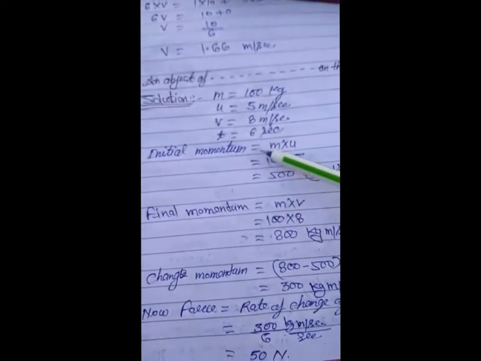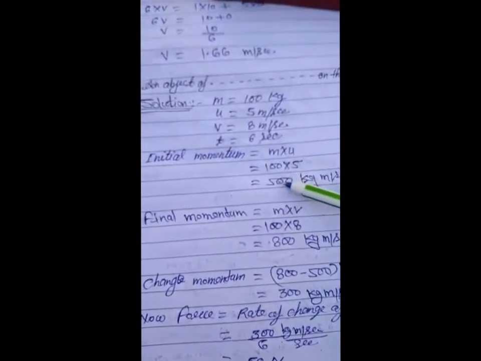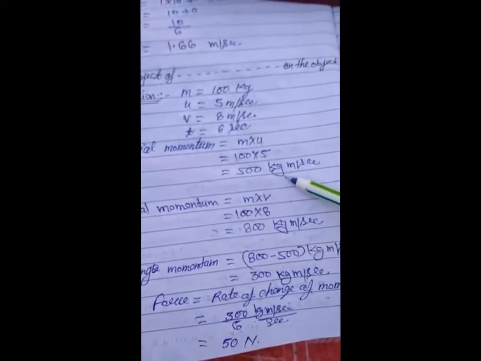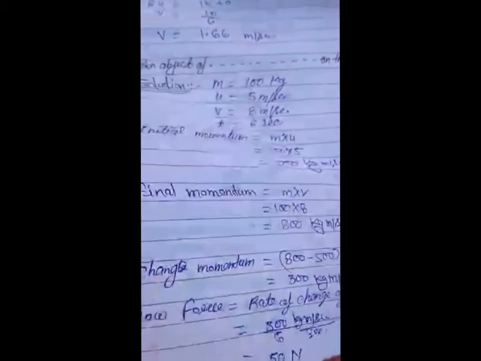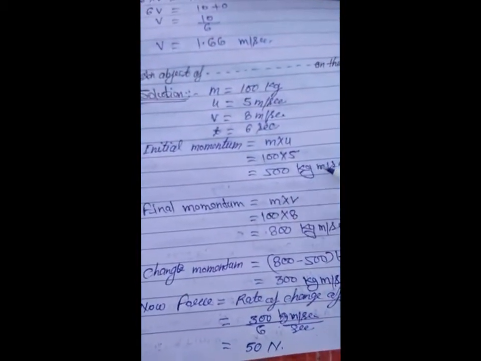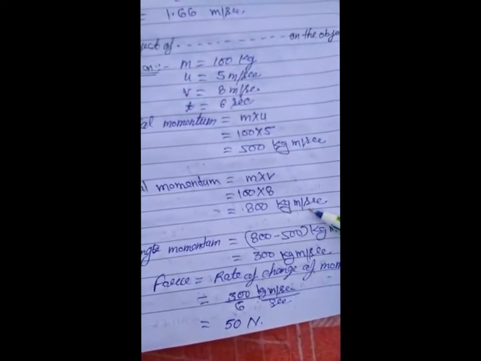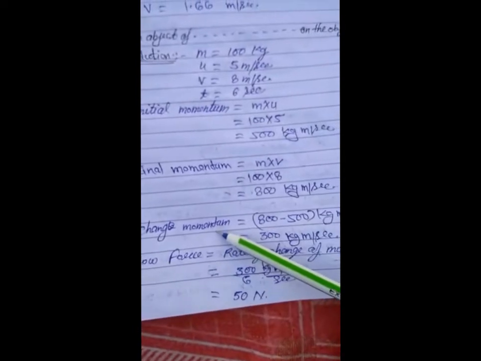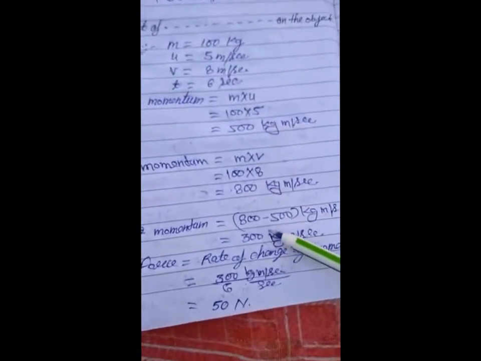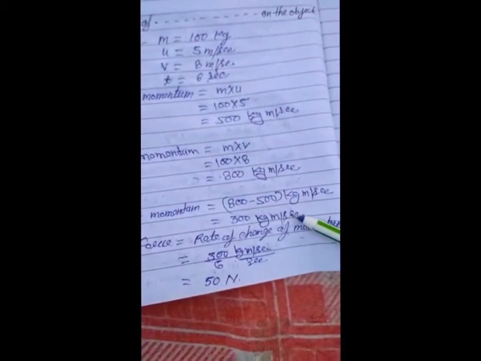So firstly, initial momentum is equal to m into initial velocity u. So m is 100 multiplied by initial velocity 5, that is 500 kg meter per second. And find the final momentum. Mass is 100 and velocity is 8. Then we get 800 kg meter per second. Now change in momentum is final momentum minus initial momentum. So that is 800 minus 500, 300 kg meter per second.